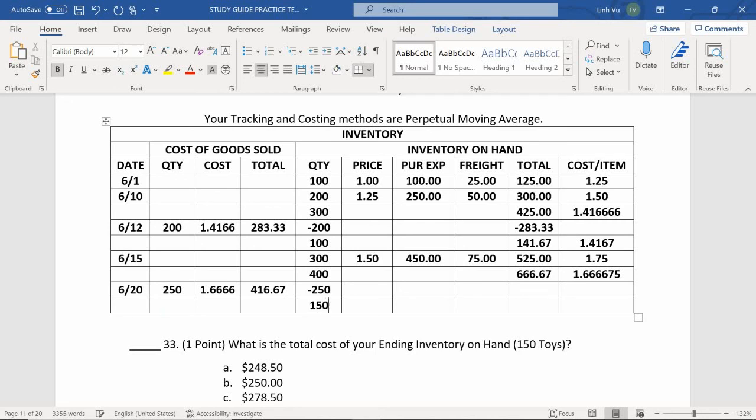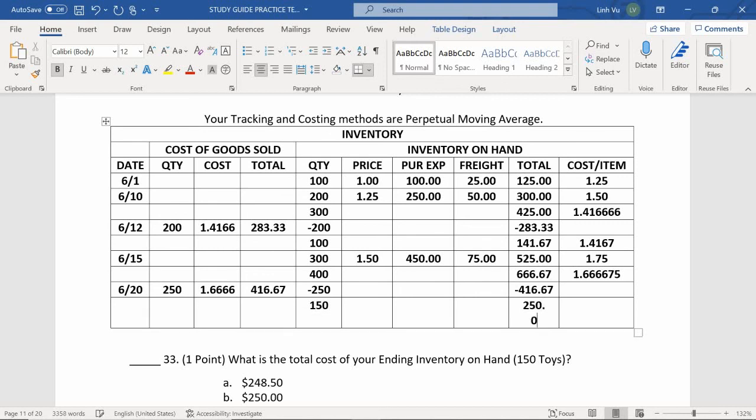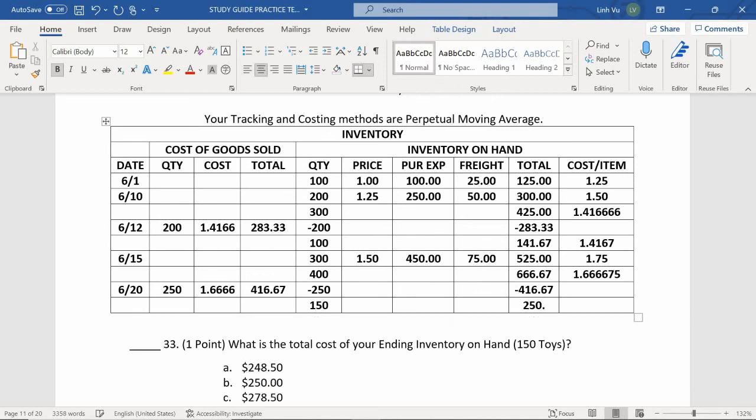250, so you should have 150 left. You're going to minus 416.67. Minus all that, so we have 250. So 250 divided by 150 is 1.66666. Okay. That's fine.